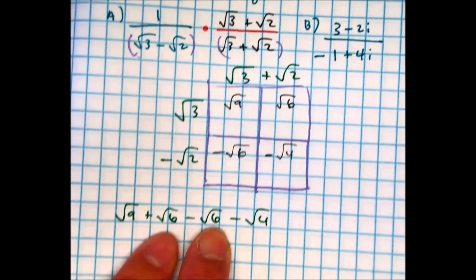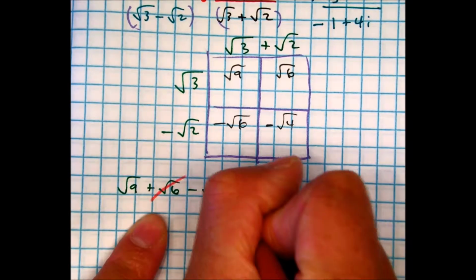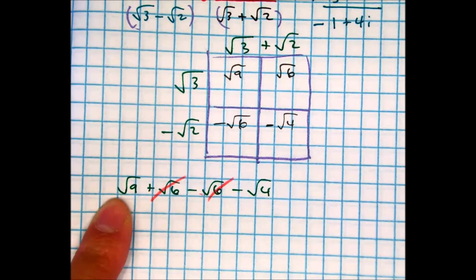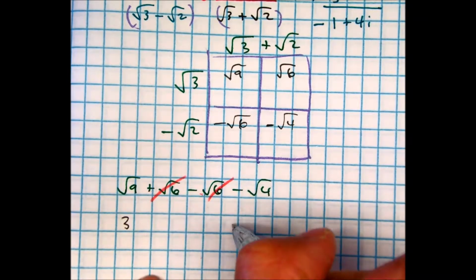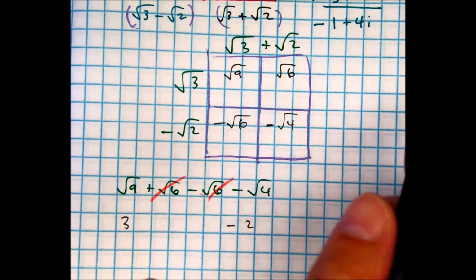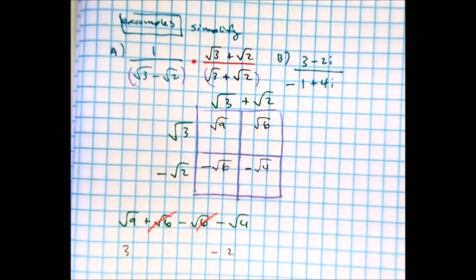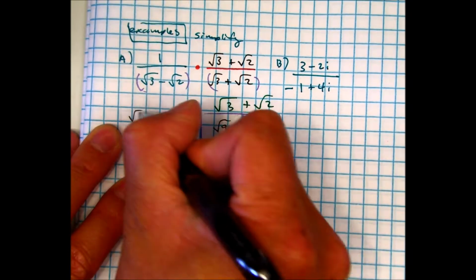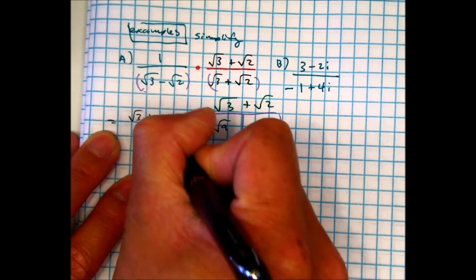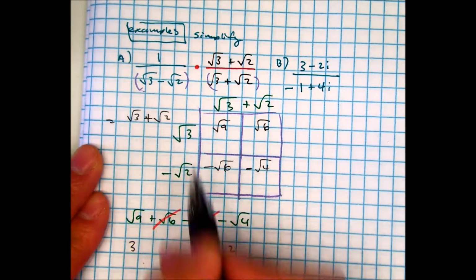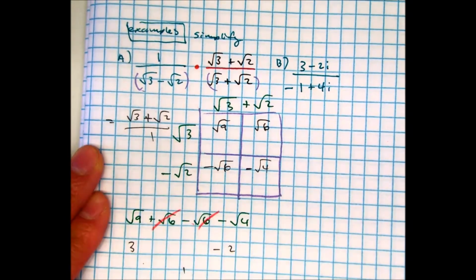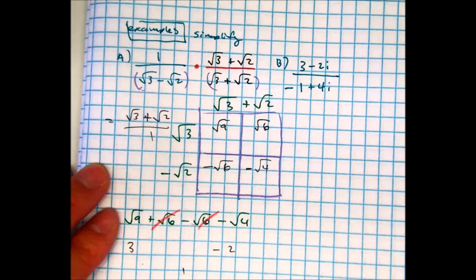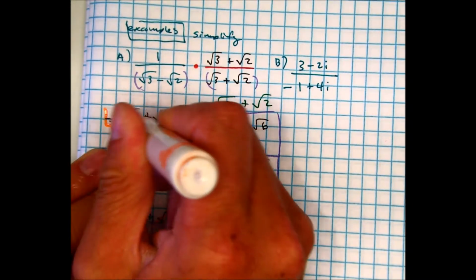Recognize that these are the same, they're just opposites, so you can cancel. Think of it as a positive 1 and a negative 1. Class, radical 9 is? 3. Radical 4? 2. So 3 minus 2 is? 1. So in this problem here, if I distribute the 1, it doesn't change. So radical 3 plus radical 2 all over 3 minus 2, which we said was 1. And I don't really have to write the 1, do I? So my answer is radical 3 plus radical 2.